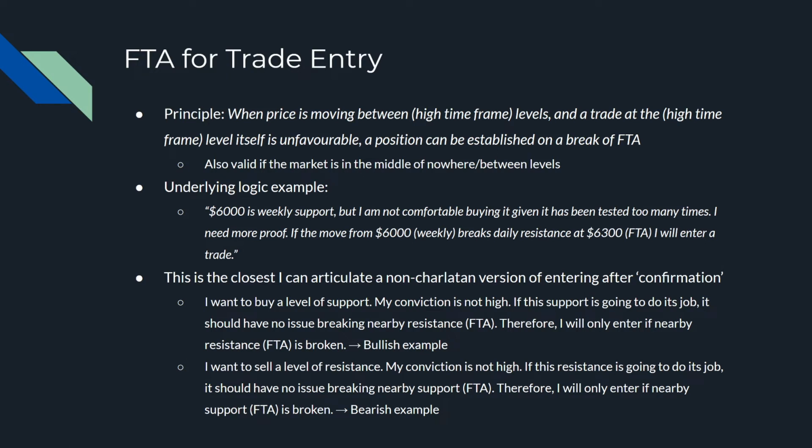And again, the bullish and bearish examples, as in the underlying logic example: you want to buy a level of support, but if for some reason your conviction is not high, and that can be technical, that can be fundamental, whatever. Maybe it's not risk defined at the level, maybe there's a big inefficiency below market that you don't want to long into because you'll get slipped a lot if you're wrong, etc. Millions of reasons. So if for whatever reason your conviction at the level is not high, you're essentially saying, look, this is support, I need more convincing. If this support is going to hold, it's going to have no problem breaking resistance. So therefore, I will enter not at support, but on the break of resistance. Okay? And the inverse obviously is true as well.